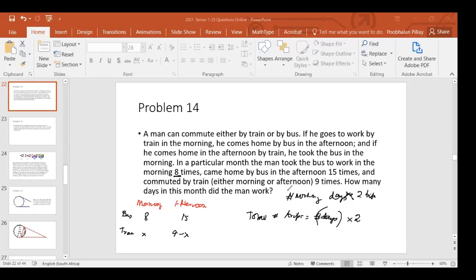But we know the total number of trips he makes because we've got the whole lot here. The total number of trips is: he travels 8 times in the morning, 15 times in the afternoon, X times here, 9 minus X. The total is the sum of all these. So when you add up all these, you get 8 plus 15 plus X plus 9 minus X. The X's cancel. 8 plus 15 is 23, and 23 plus 9 is 32. So the total number of trips, the number of days multiplied by 2, is 32. So therefore, the number of days must be 16.